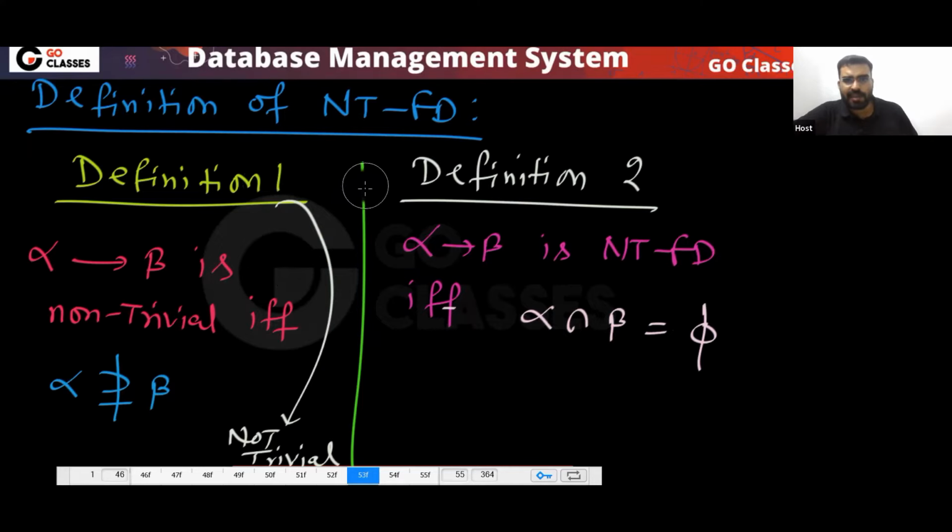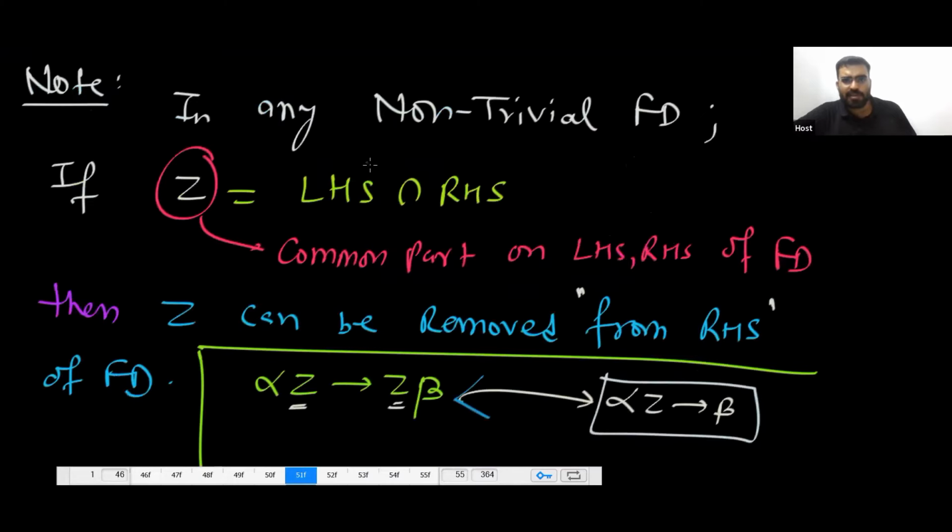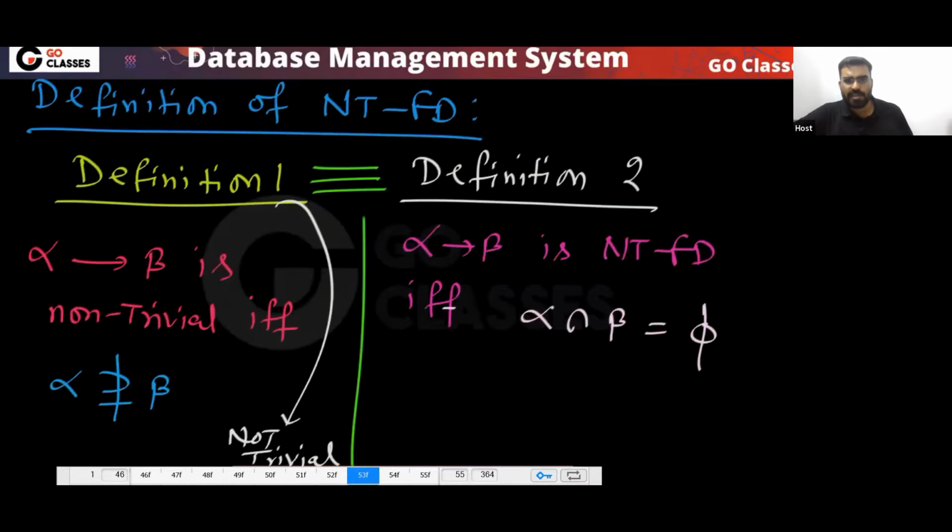And tell me, is definition one equivalent to definition two? Yes, they are equivalent, because if you have something common, you can remove it from the RHS. This is what we have seen. Like here, if this Z is common, you can remove this Z from the RHS. Is this clear? Any of the two definitions you can use. There is no problem.